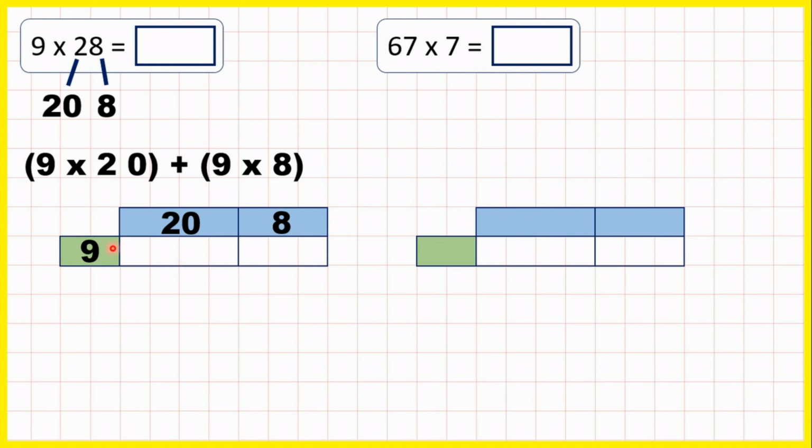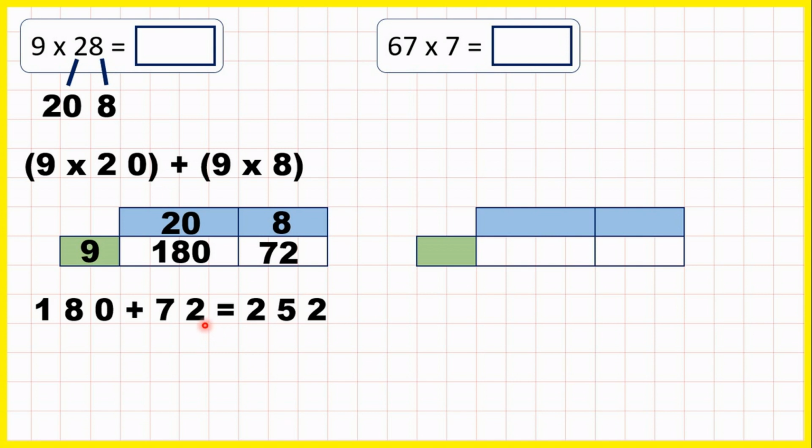Now, for this box here, we're multiplying 9 by 20. Well, 9 times 2 is 18, so 9 times 20 is 180, because if we have one end zero in a multiplication question, we have one end zero in our answer. Now, for this box here, we're doing 9 times 8, which is 72. So the last step is just to add these two numbers together. And you might need column method for this, for the addition, but 180 plus 72 comes to 252. So that's the answer to 9 times 28.